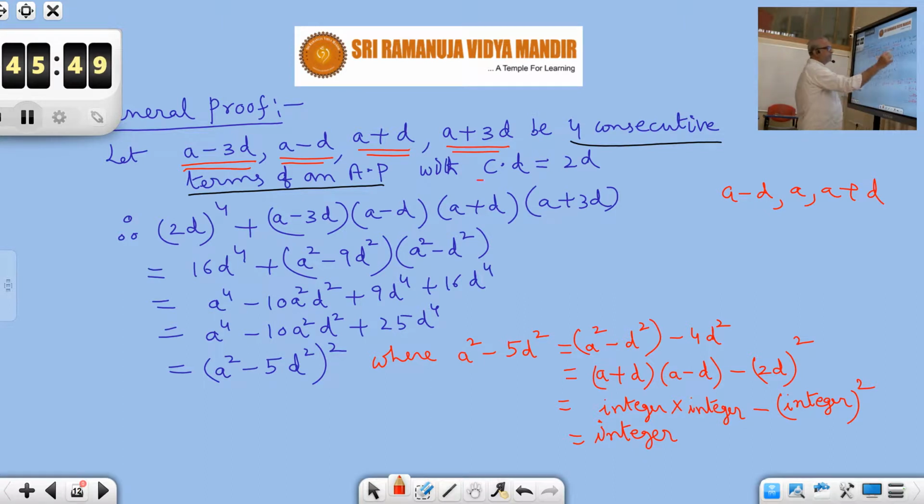What is the common difference? It is not D, it is 2D. This minus this or this minus this, you can see it is 2D. Now what he says is 4th power of the common difference, 2D power 4, plus product of any 4 consecutive terms of the AP. This is the product. So 2D power 4 is 16D power 4. The first factor into last factor, A square minus 9D square. Product of middle 2 factors, A square minus D square.